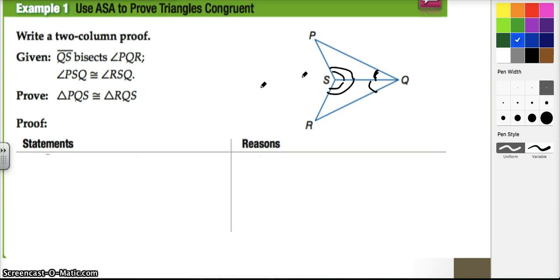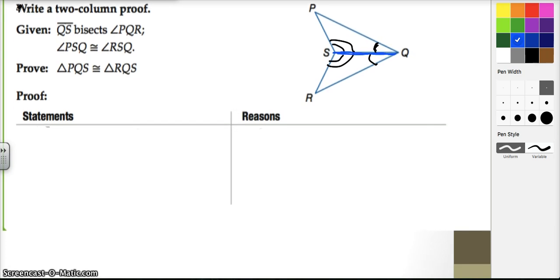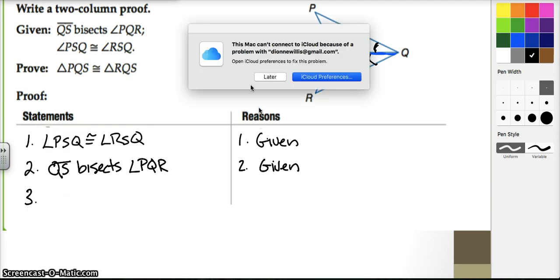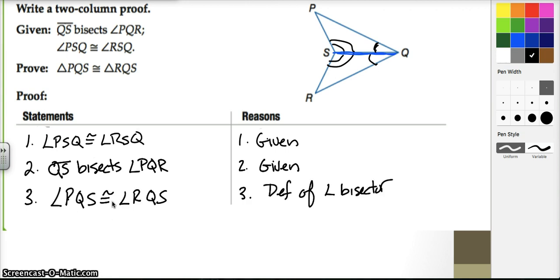Hopefully you see that these two triangles, PQS and RQS, share a side. And that shared side is the included side, which is what we need to prove these two triangles congruent. So let's get started with our proof. The first thing we should do is write down this given information, then this given information, and then lead over to the idea that angle PQS equals angle RQS by definition of angle bisector. I literally just wrote down the information I was given, and this third step leads right from the given: these two angles are congruent to one another.